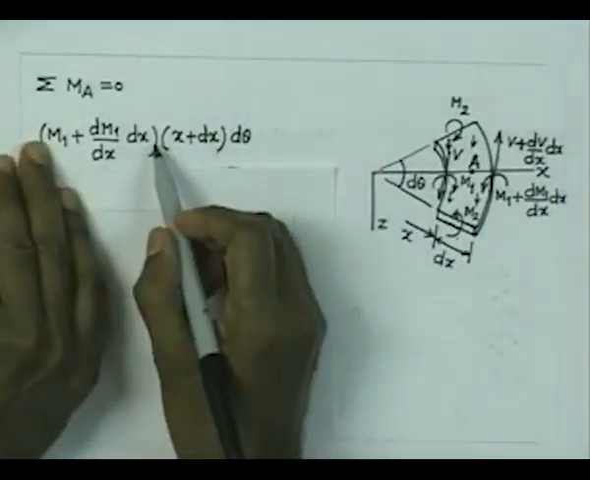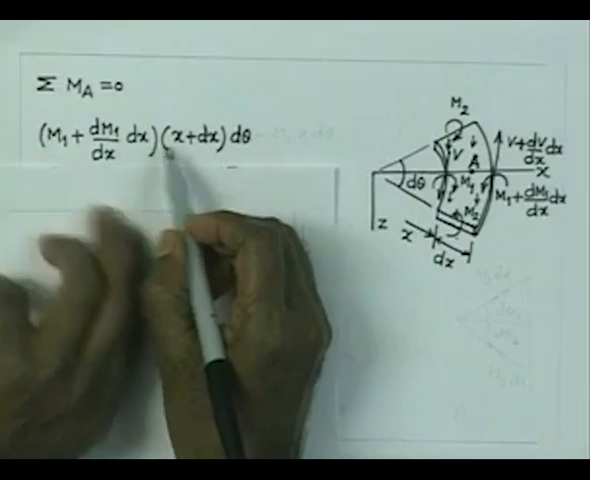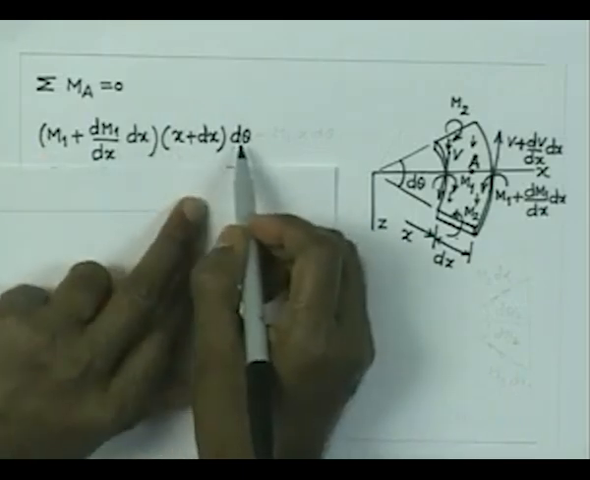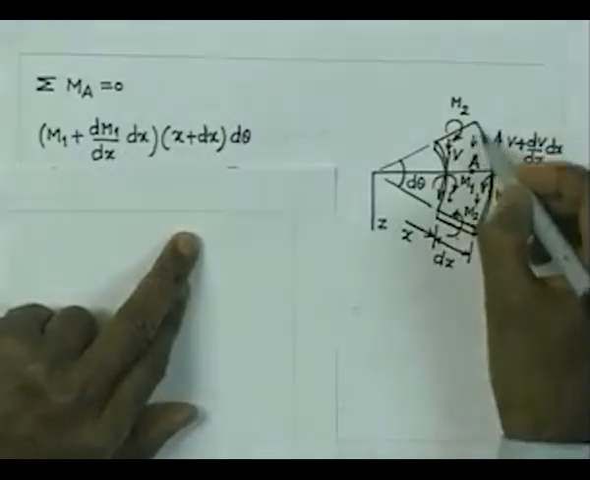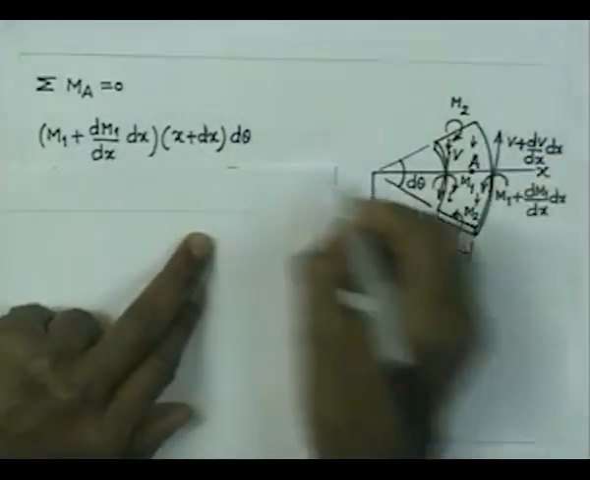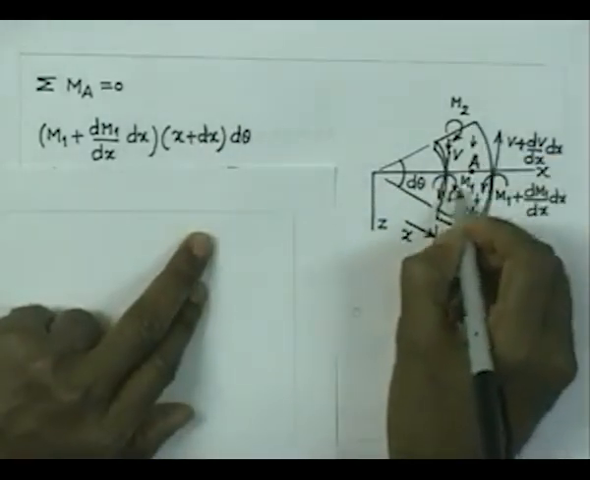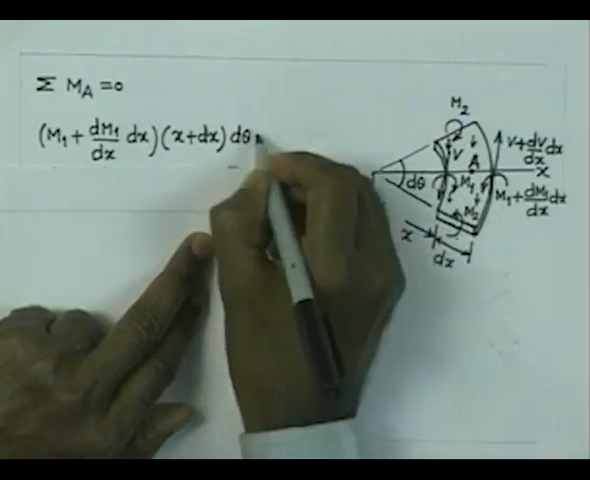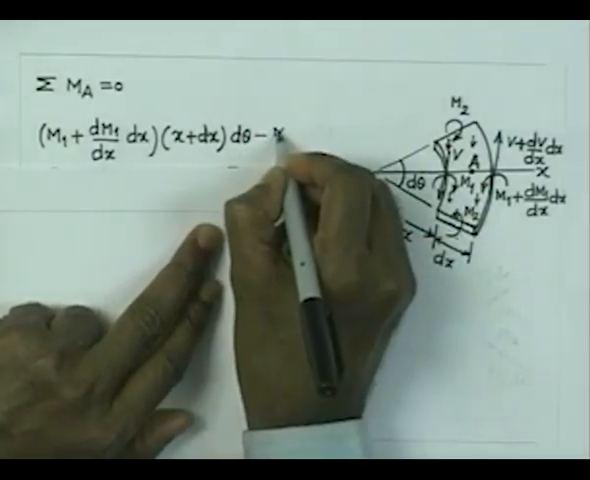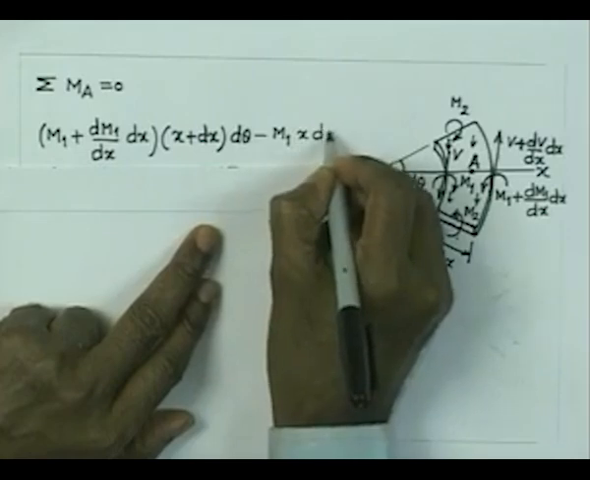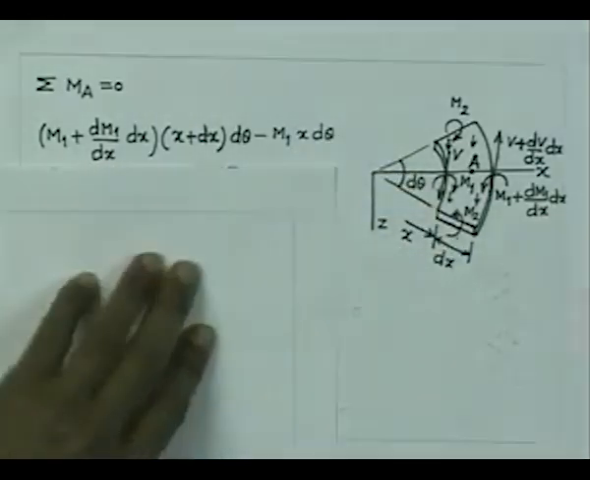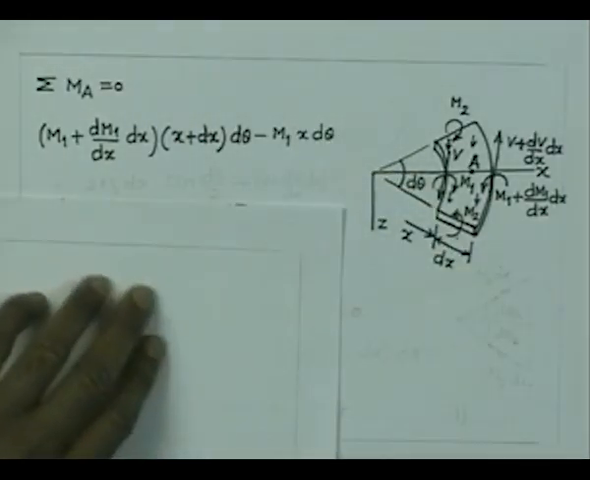I would like to repeat this point. This is the moment intensity per unit length of circumference. This is the length of the circumference. So, therefore, we do not need this height. We can get the total moment coming from this edge by this expression, and the moment which is counteracting that is nothing but m1 multiplied by x d theta. These are the two contributions.